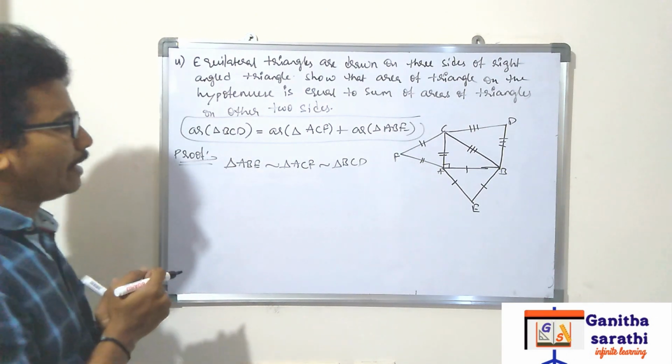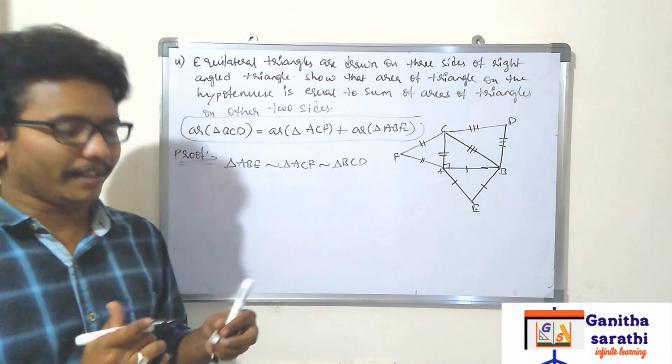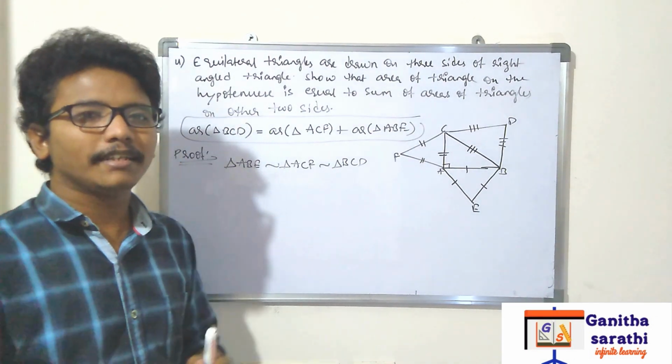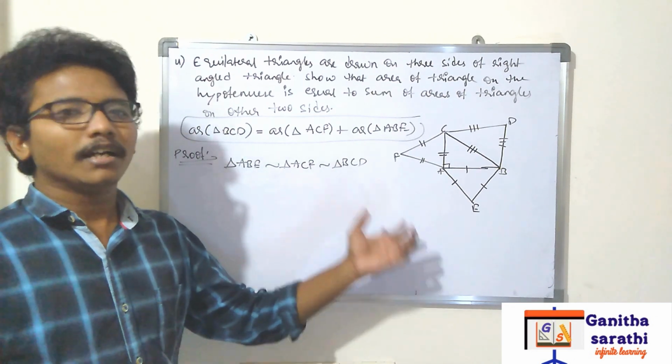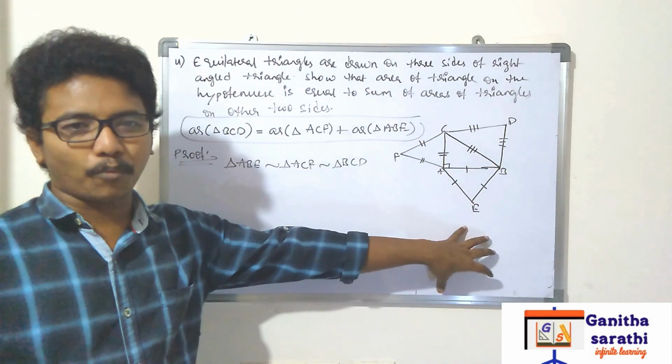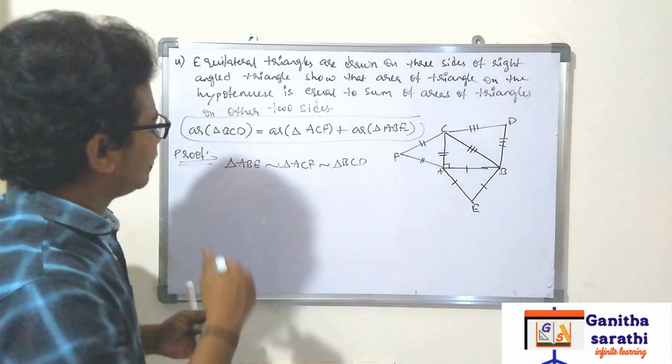For proving that one, I am taking the theorem: ratio of areas of two similar triangles. I have explained it to you, right? What is the theorem? The ratio of areas of two similar triangles is equal to the ratio of the squares of their corresponding sides, right? Corresponding sides.